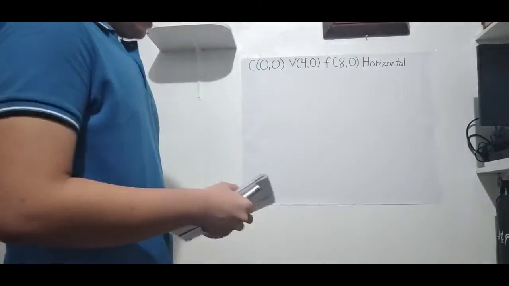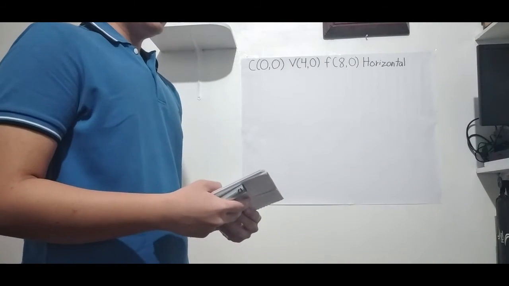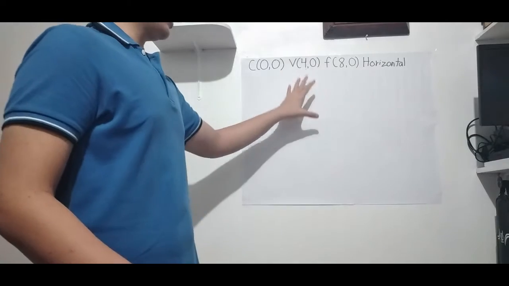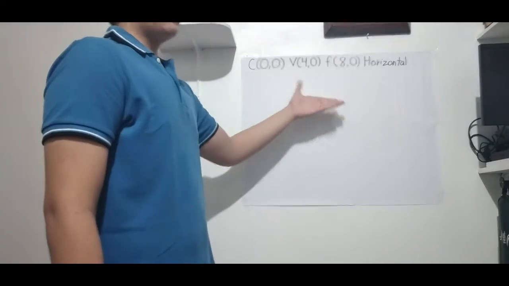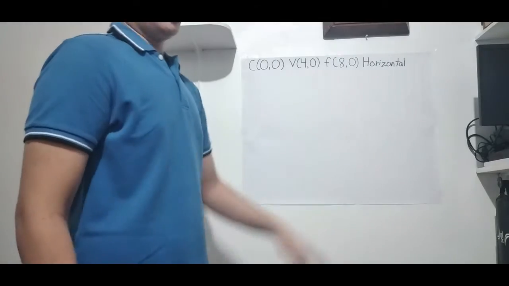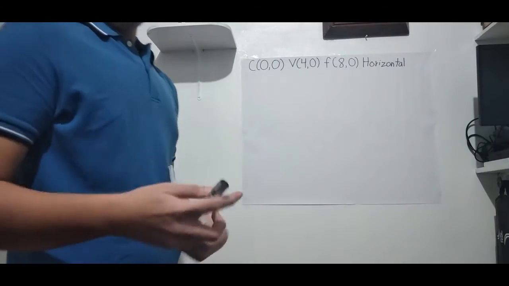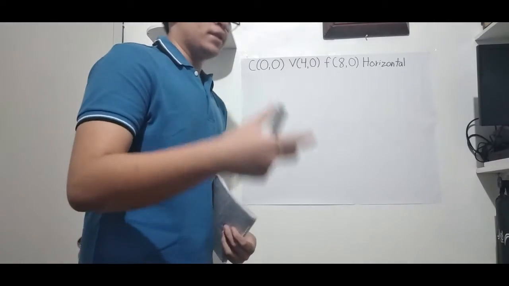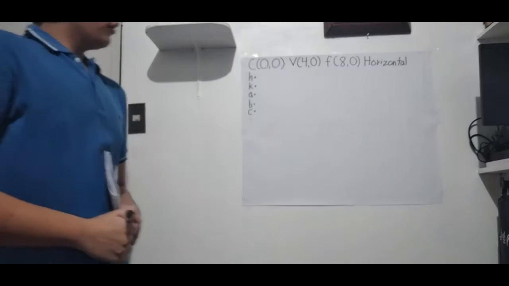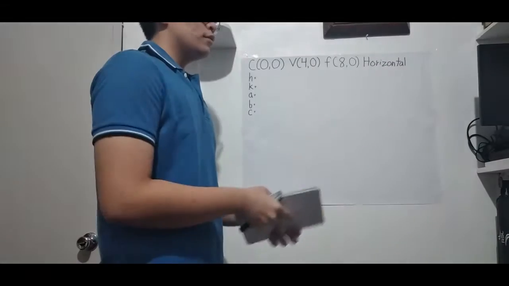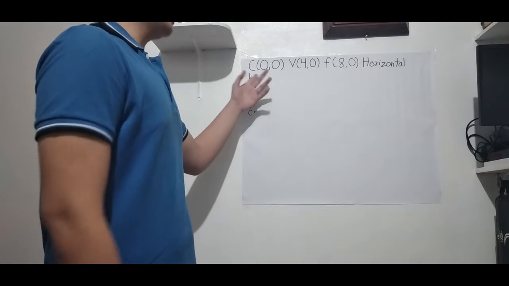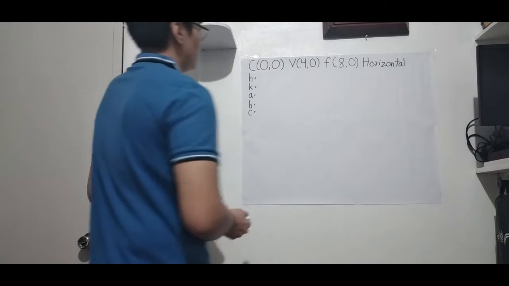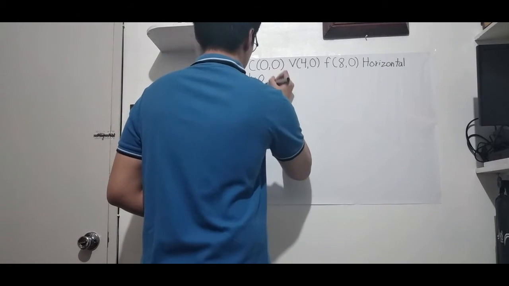The next step is to find the standard equation first, because we need to know the standard equation to be able to get the general equation. So first we have to find h, k, a, b, and c. We can know h and k from our center, so it would be 0, 0.